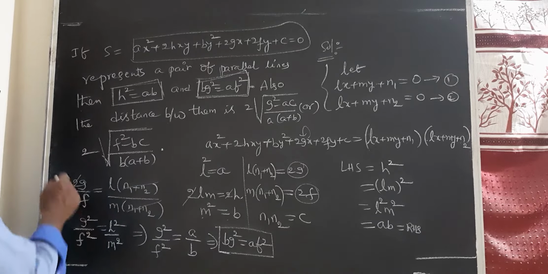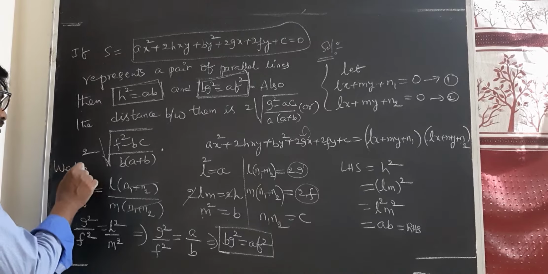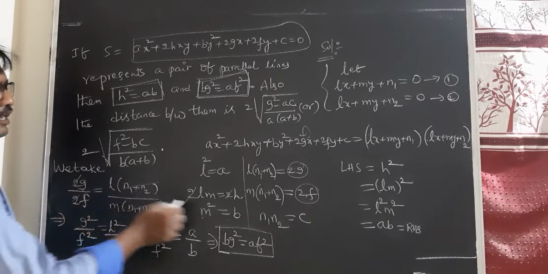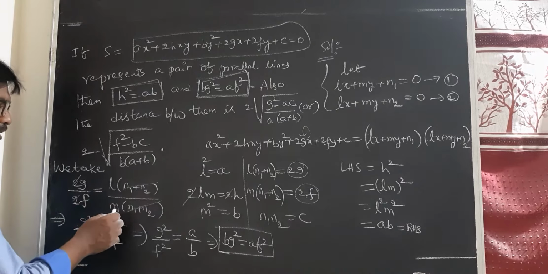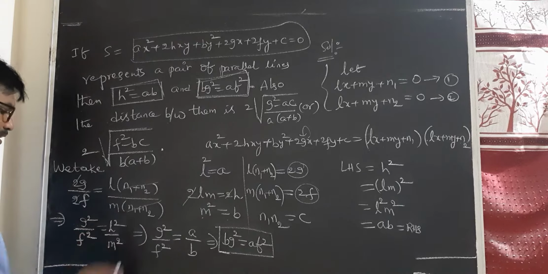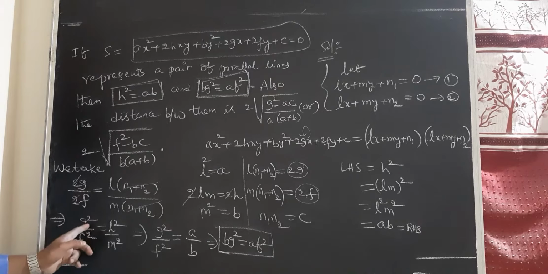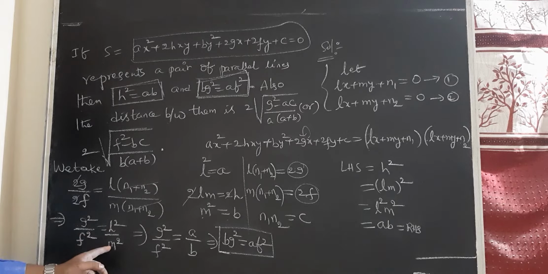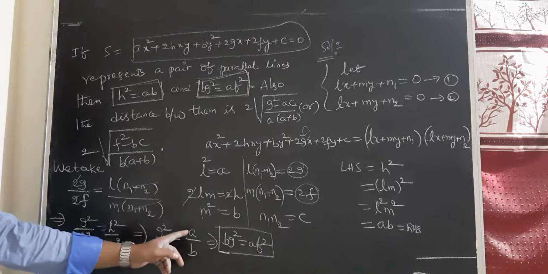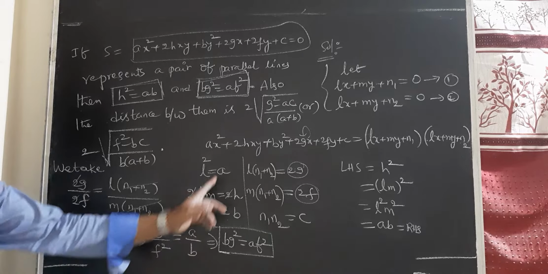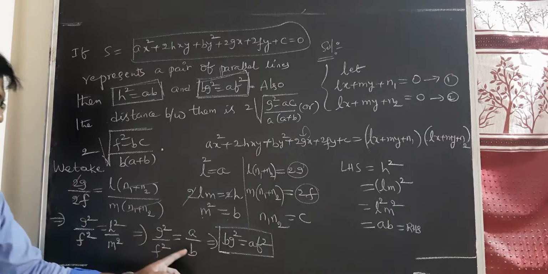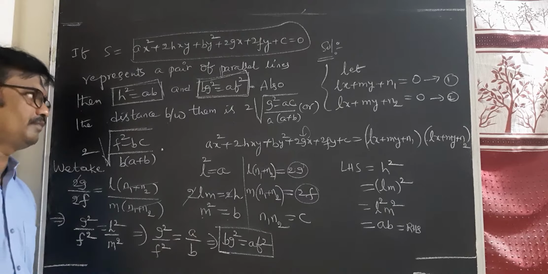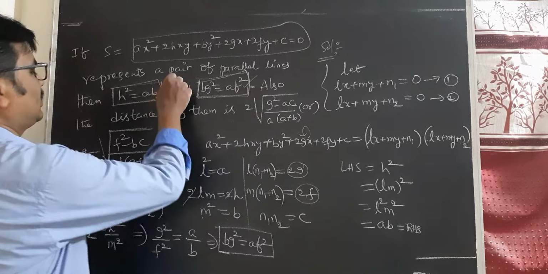Now students, we take the division 2g by 2f. In that case, L into n1 plus n2, m into n1 plus n2, these two are cancelled. After squaring on both sides, g square by f square equals L square by m square. Here we are taking squaring on both sides because L square, we know, is small a, and m square is small b. After the cross multiplication, we got bg square equal to af square. These two proofs are completed.